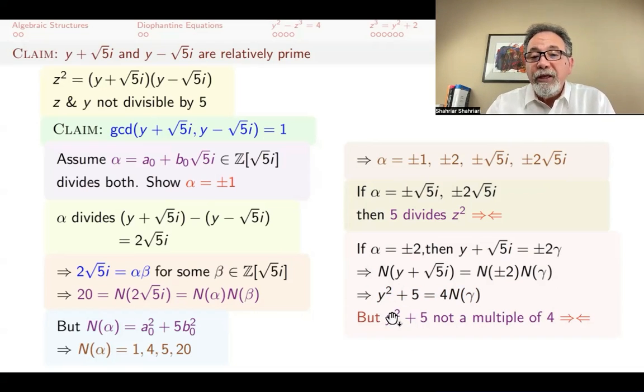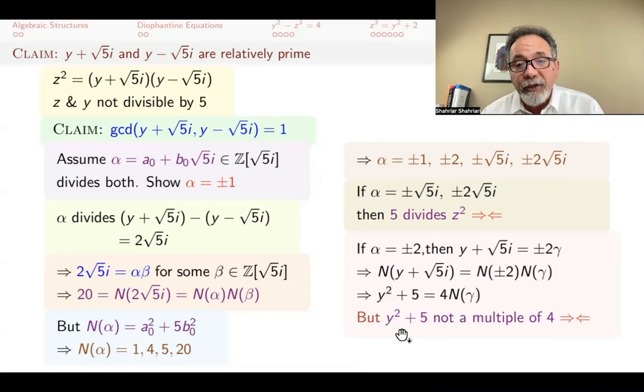Well, there are two cases. Y could be even or odd. If y is even, then y squared will be even, plus 5 is odd, and odd is not going to be a multiple of 4. If y is odd, then y is of the form 2k plus 1, and 2k plus 1 squared is 4k squared plus 4k plus 1, so y squared plus 5 will be 4k squared plus 4k plus 6. The 4k squared plus 4k have a factor of 4, but 6 doesn't. And so y squared plus 5 is not a multiple of 4, and that's a contradiction.